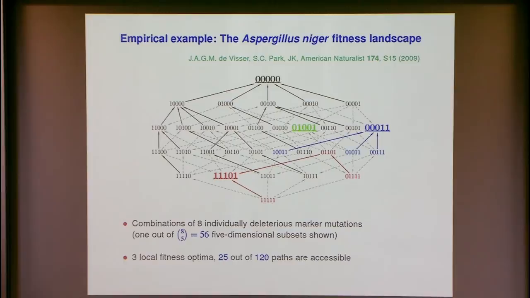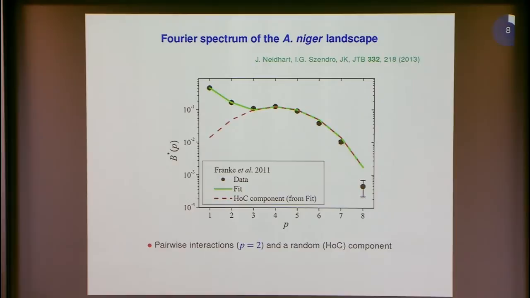Okay, so this is the kind of data set that one can look at. And one can analyze it in various ways. So just as an example, this is the Fourier spectrum of that landscape. And so these are the interactions of different orders. This is the non-epistatic piece, and these are the epistatic parts. And this dashed line is what you would get if you assume that fitness were random. So this is what we call the house of cards model. So if you just distribute the fitness values at random on the hypercube, this is what you get. And so you see that this part looks rather random, but there's a kind of enhancement in the second order interactions for this particular landscape.